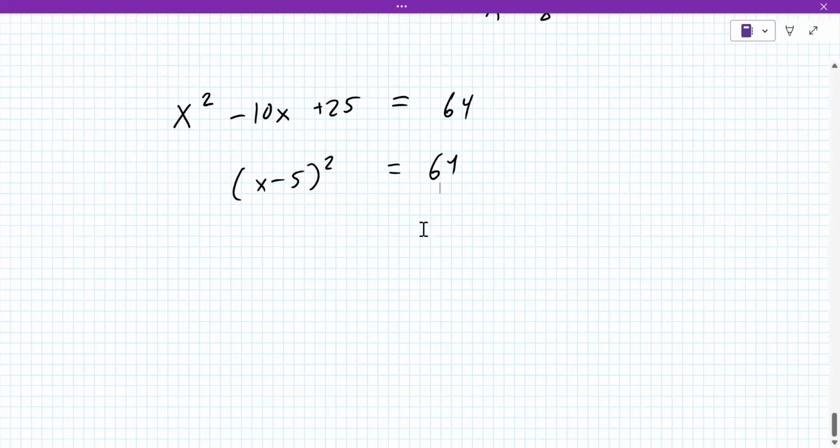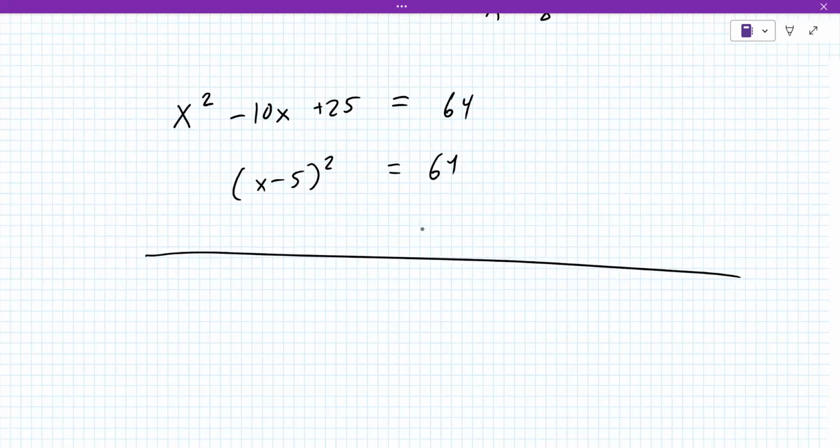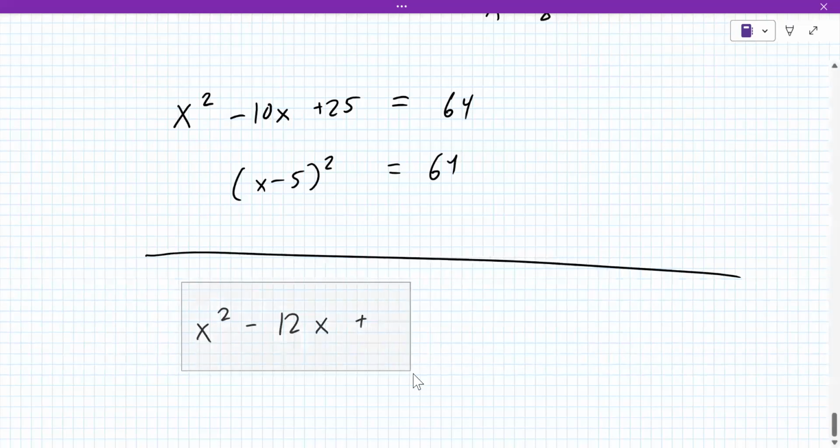Yes. So kind of related to that, you don't have to solve this, but let's say I gave you something like this: x squared minus 12x plus, well, I don't want to do this. Never mind. We don't have enough time for that.